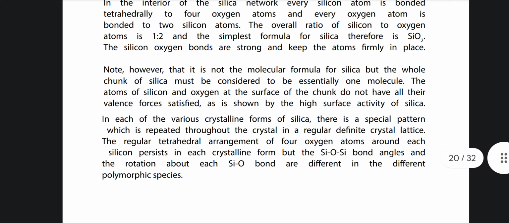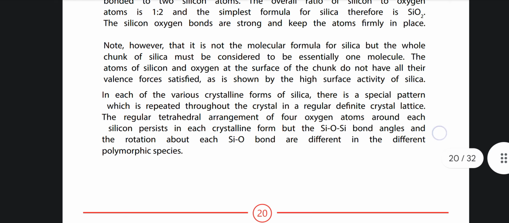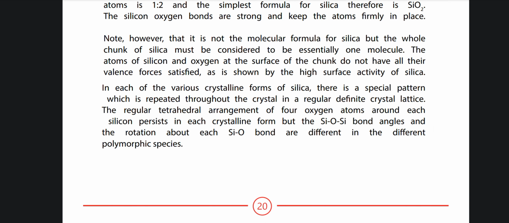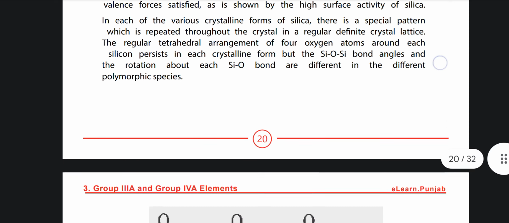The silicon-oxygen bonds are strong and keep the atoms firmly in place. Note, however, that SiO2 is not the molecular formula for silica, but the whole chunk of silica must be considered to be essentially one molecule. The atoms of silicon and oxygen at the surface of the chunk do not have all their valence forces satisfied, as is shown by the high surface activity of silica.